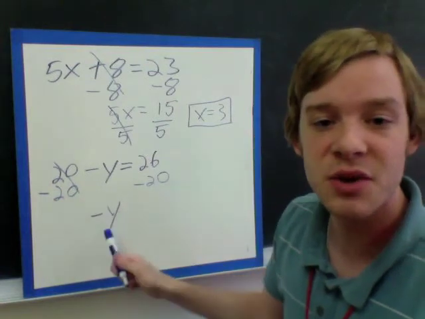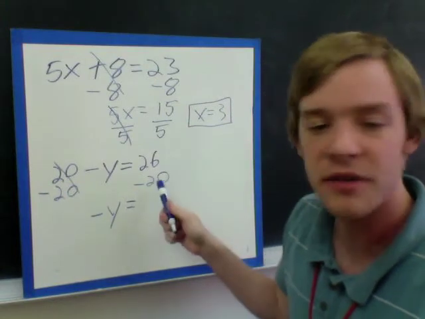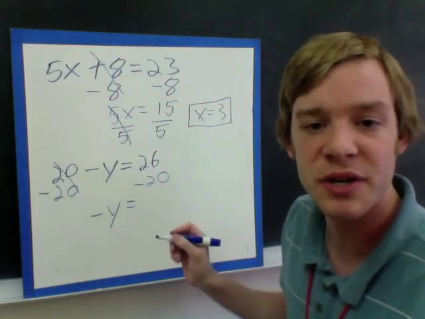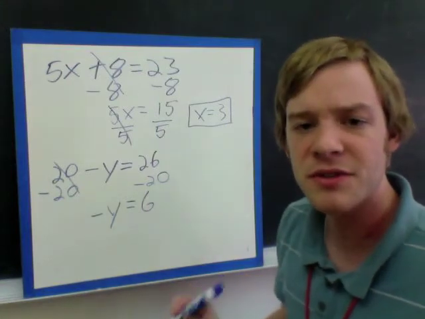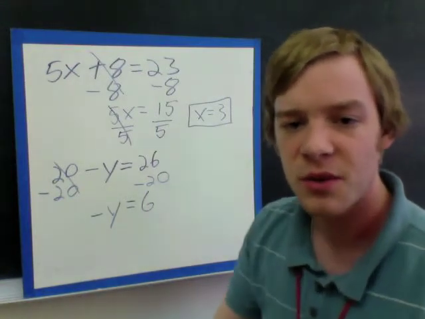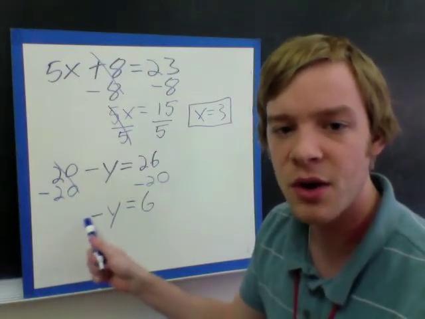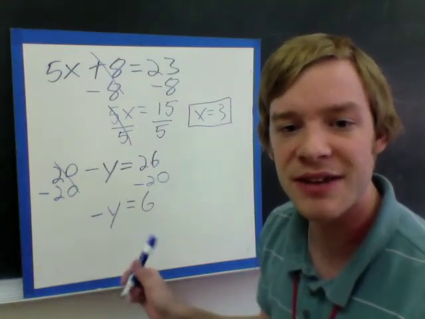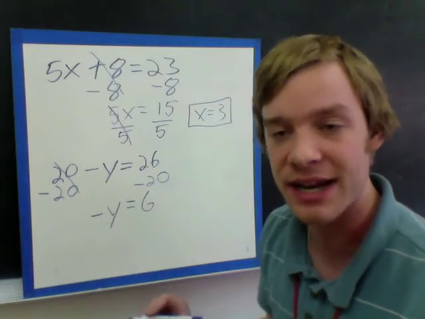The negative doesn't go away. The negative is going to stay with the y right here. And then on the other side, 26 minus 20 will give me 6. So now this sort of looks funny because we've got y by itself, there's no numbers with it, but we've got this negative sign. Well, if I've got negative y, this counts as negative 1y. We don't always write the 1, but it counts as a negative 1.